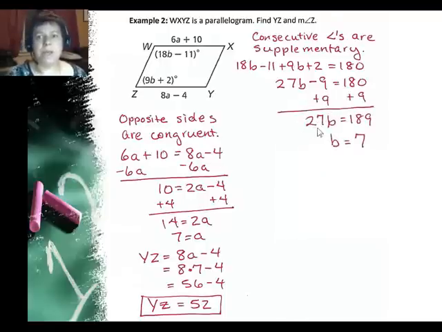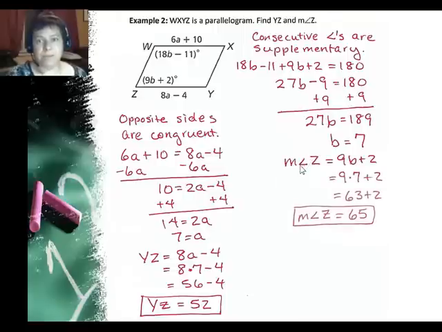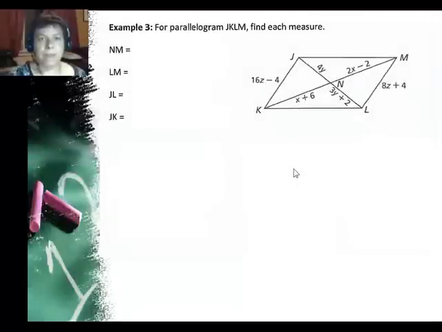Add 9 to both sides, I get 27b equals 189, and b is 7. But I'm trying to find angle Z, so I have to substitute in 7 for b. So I have 9 times 7 plus 2, or 63 plus 2, and that is 65. For example 3, we're trying to find a couple of different segments here.